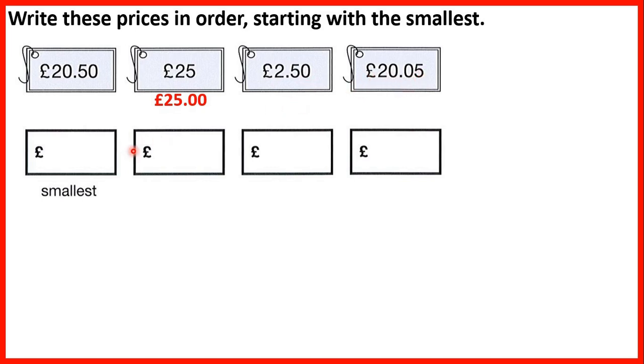So with ordering money, what we need to remember is that if the number of pounds is more, then that will be more money. So the pence doesn't matter if the number of pounds is different. So £2.50 is our smallest amount. Then we have £20.05, and that's less than £20.50, because if we look after the decimal point, here we have a 0, but here we have a 5. So we know that this amount is more. And then our largest value is £25.